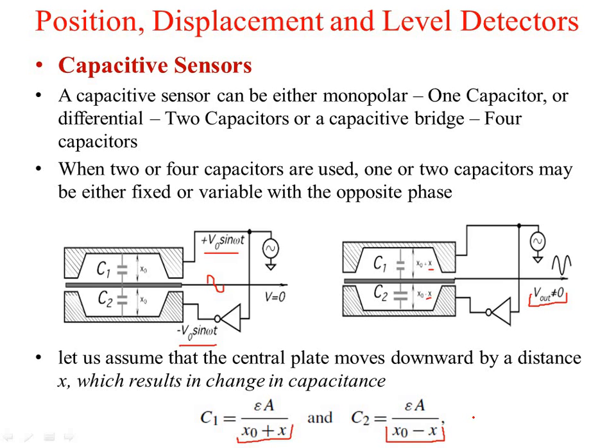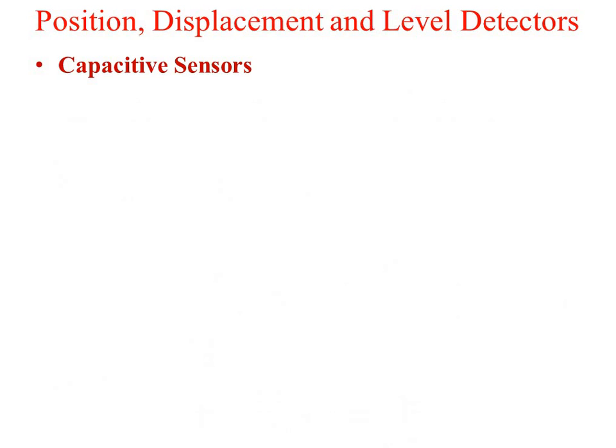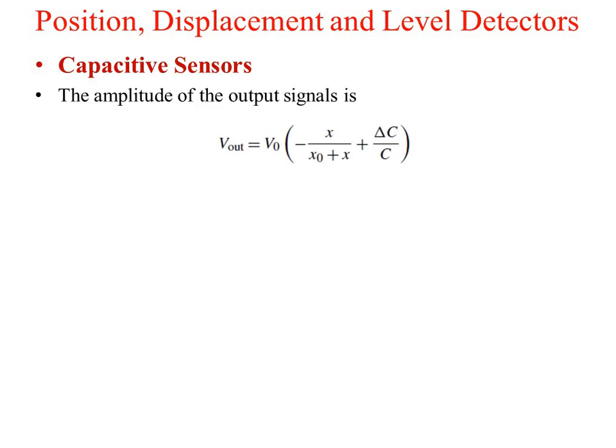Now C2 has also changed because the displacement has changed for C2. So C1 is going to change, C2 is going to change, and because of that the overall capacitance is going to change, and the amplitude of the output voltage will be given by V out is equal to V0 into minus x upon x0 plus x plus delta C. Delta C is nothing but the change in capacitance of C1 and C2 divided by the total capacitance. So this is how you can see that the output is proportional to the displacement.